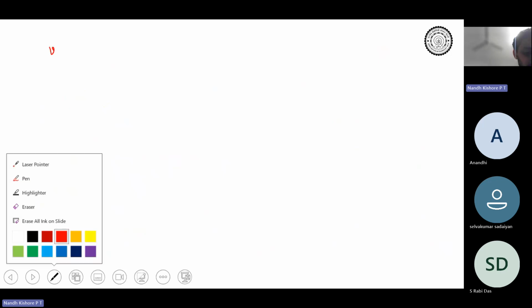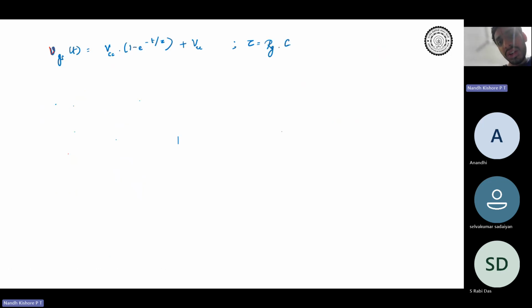We just saw some time back that VGS of T is VCC into 1 minus e to the power minus T by tau, plus VEE. VEE is 0 in our case, where tau is equal to RG into CISS.